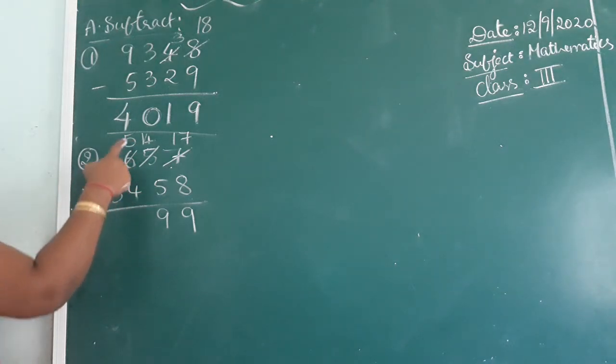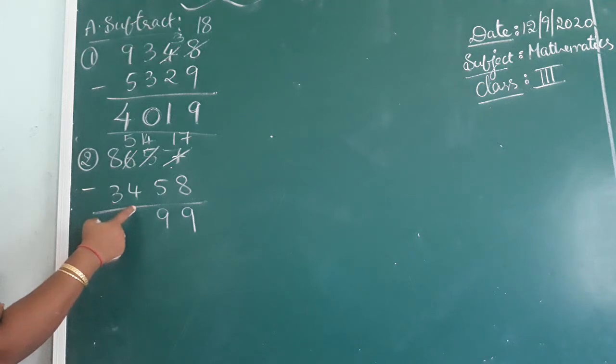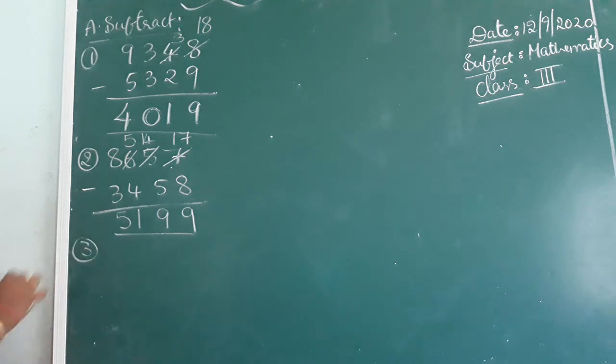Next, 5 minus 4. Is it possible? Yes, it's possible. Bigger number minus smaller number. So it's possible. 5 minus 4, 1. 8 minus 3, 5. Okay. See the next one, children.